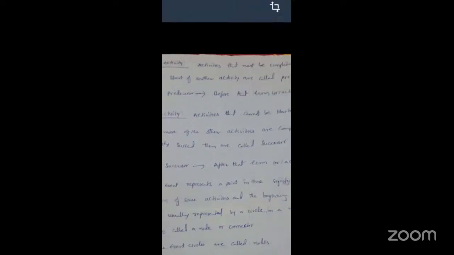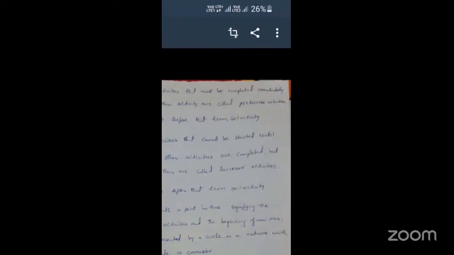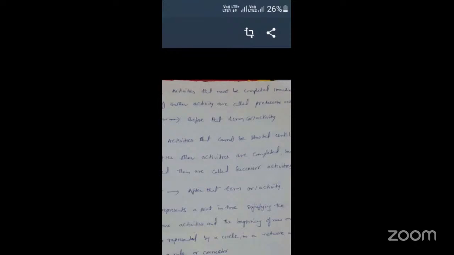So predecessor activity means an activity that must be completed immediately prior to the start of another activity. Like this, just now I showed in the figure. So it means an activity that must be completed immediately prior to the start of another activity are called predecessor activities. Simply, predecessor activity means: before that activity, are there any activities? That kind of activities are called predecessor activities.